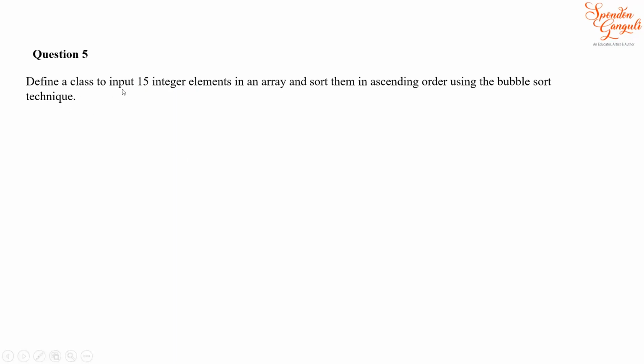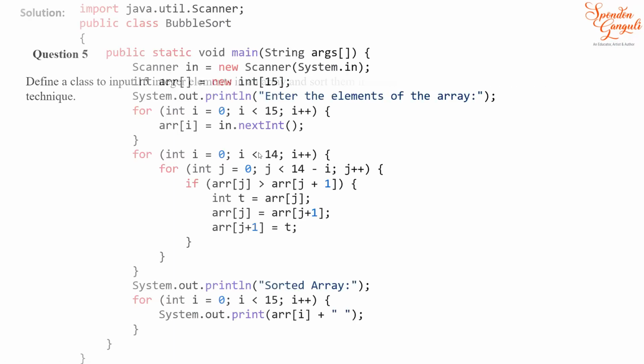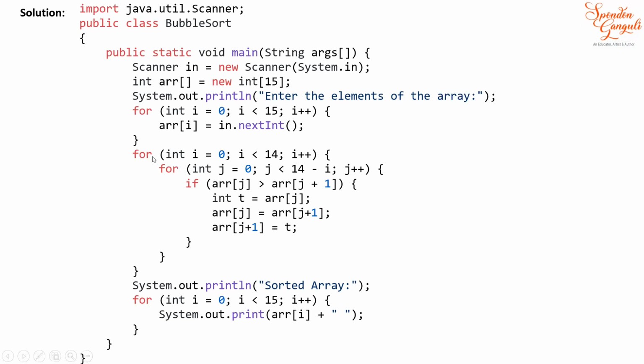Next question: define a class to input 15 integer elements in an array and sort them in ascending order using the bubble sort technique. I hope you all know the bubble sort technique well. In the bubble sort, the main concept is the looping part. You have to keep it in mind: the two loops, the outer loop and the inner loop.